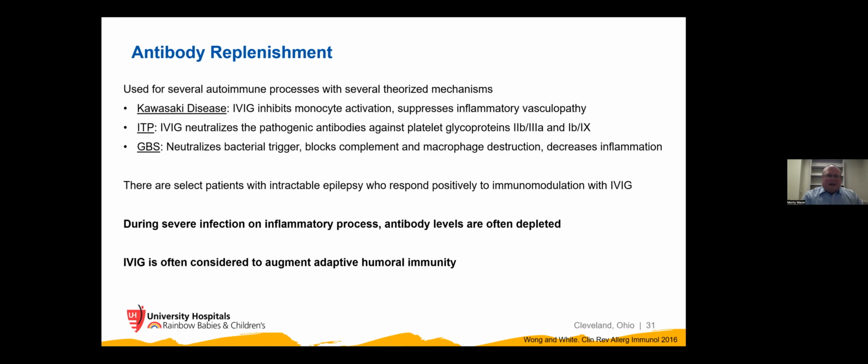And so we use IVIG as a therapeutic for several different reasons, but one of them is to downregulate an autoantibody or an autoimmune response. Diseases like Kawasaki disease, ITP, Guillain-Barré syndrome, MIS-C.